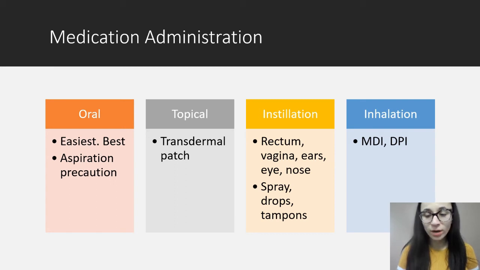So next we go on to instillation. There's a whole variety of ways you could do this also. Through the rectum, like a suppository, the vagina, ears, eyes, nose, throat. You could do a spray, drops, someone could put a tampon in, all different ways that you could instill stuff.